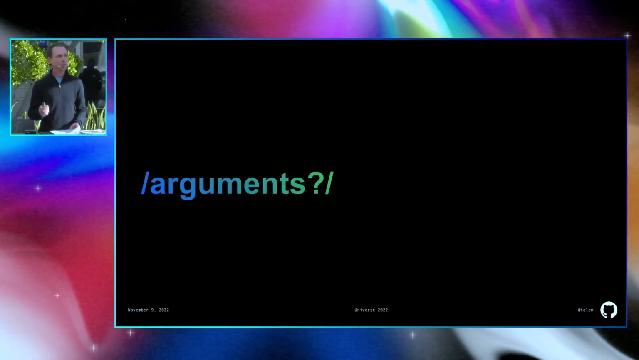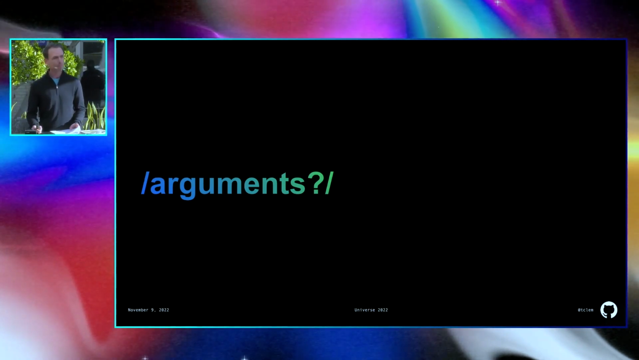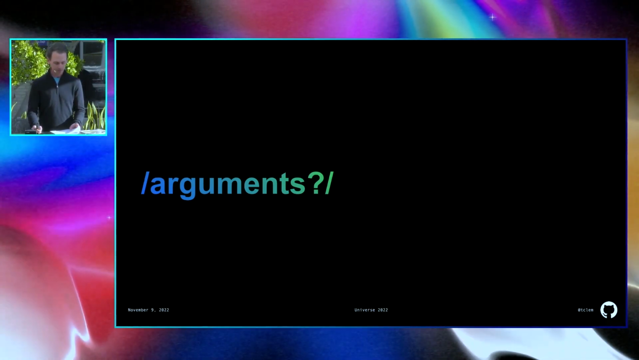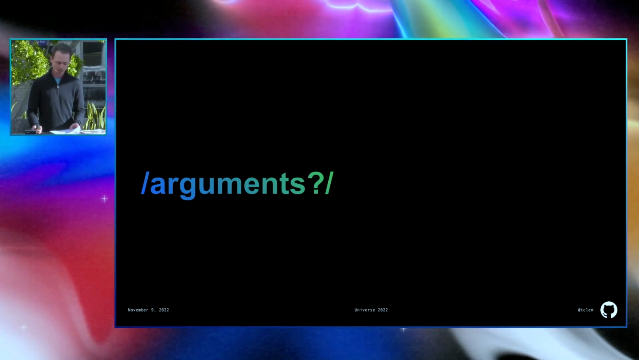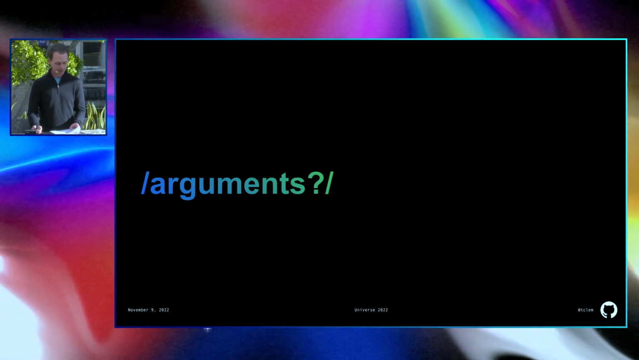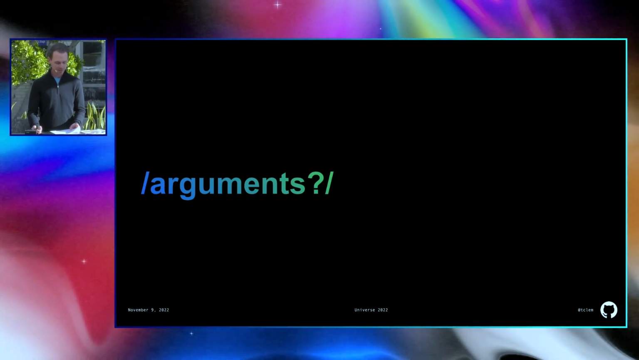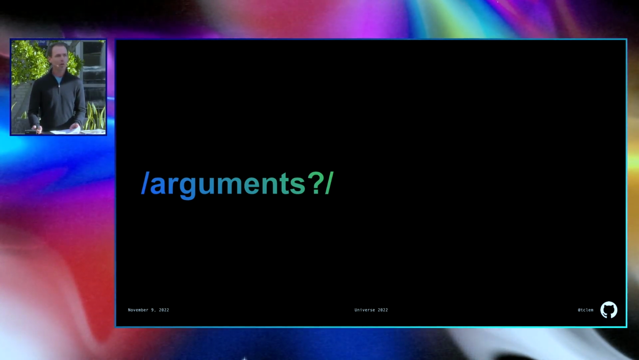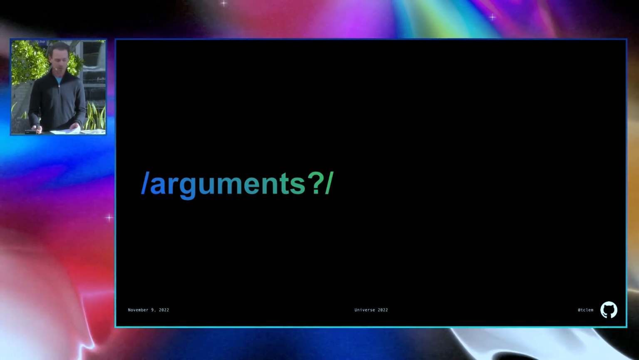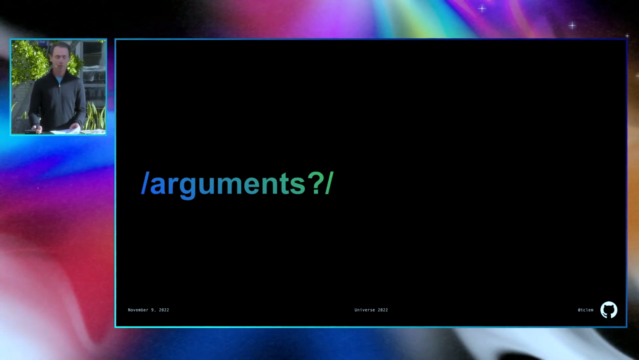Let's start with a search query you might type into github.com. Arguments. Surrounding my query in slashes makes this a regular expression query. The question mark simply means the preceding character, s, is optional. So I'm looking for argument or arguments across all the code on GitHub that I have read access to. I want you to notice a few things.